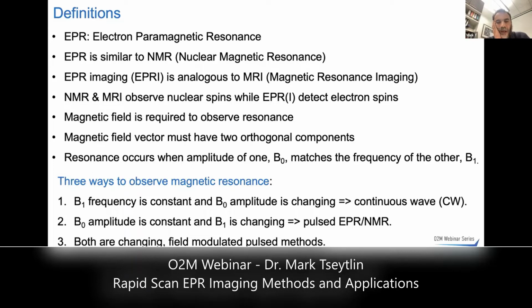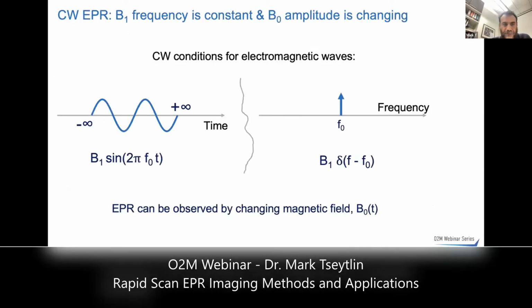First, you can have a constant B1 and then sweep the constant field B0, which is called continuous wave EPR. You may have B0 amplitude constant, and then you can change or sweep B1, the frequency sweep, rapid scan or pulsed NMR, EPR. And there are some techniques in which both are changing. I'll briefly talk about it.